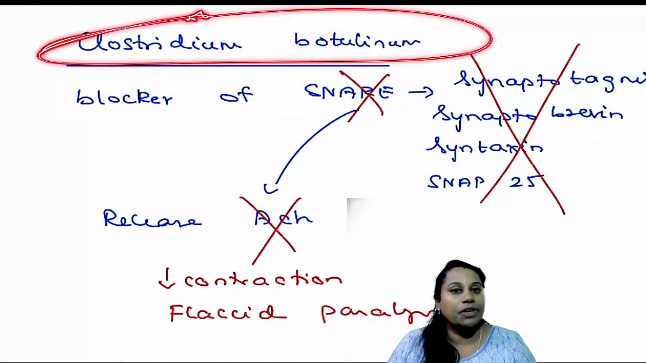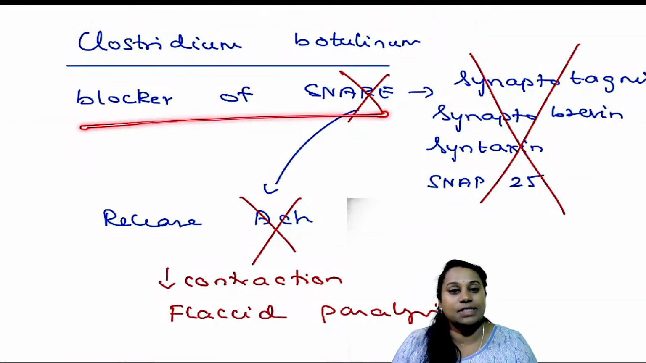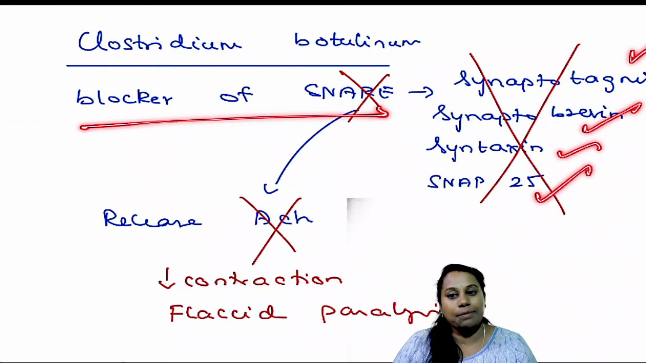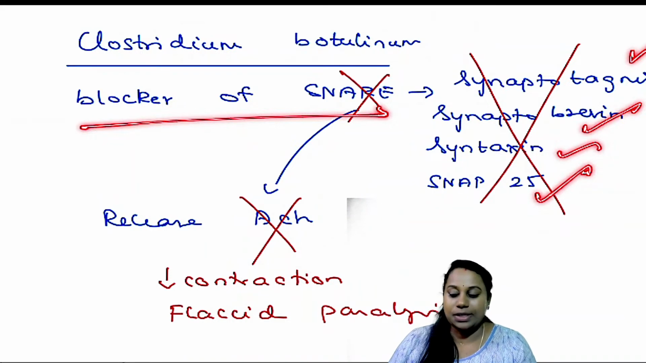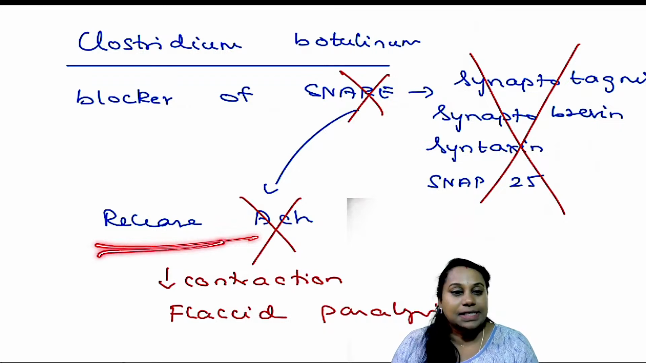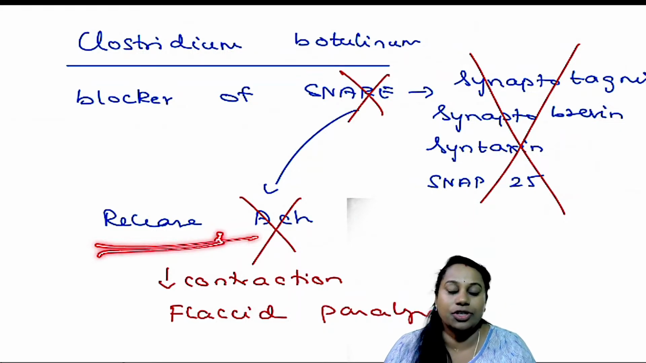What is the mechanism of action of Clostridium botulinum? It's a blocker of SNARE protein. What is SNARE protein? Synaptotagmin, synaptobrevin, syntaxin and SNAP25 are called SNARE proteins. What are these SNARE proteins? They help to release acetylcholine. The function of SNARE protein is to release acetylcholine at the neuromuscular junction.